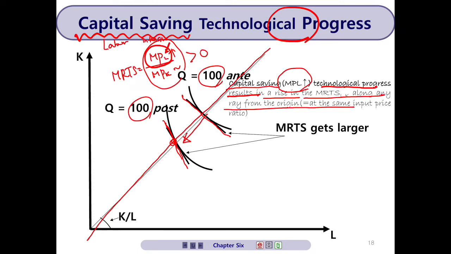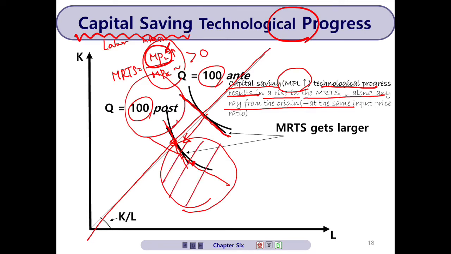And as MPL increased, for the previous W and R ratio, where are we going to find the tangency? Now this one, lower down there. In the previous slide, upper here, now lower down. So originally our capital labor ratio was this one. Now the new one is this one, right? So we are going to save capital, and we are going to use more labor relative to capital, right? That's about capital saving technological progress.